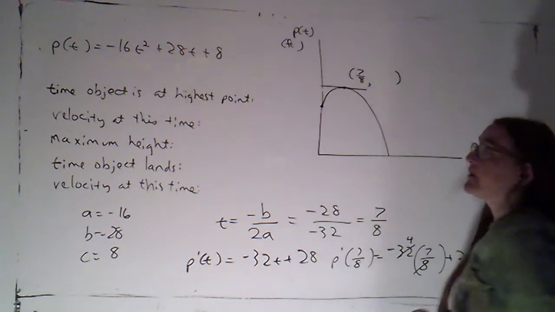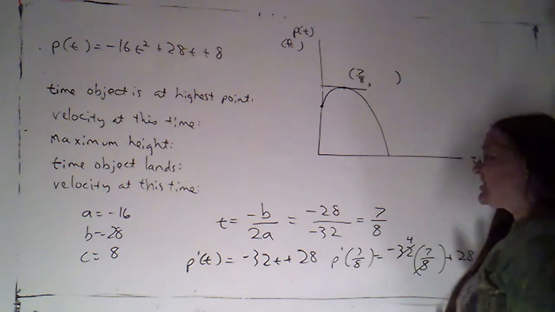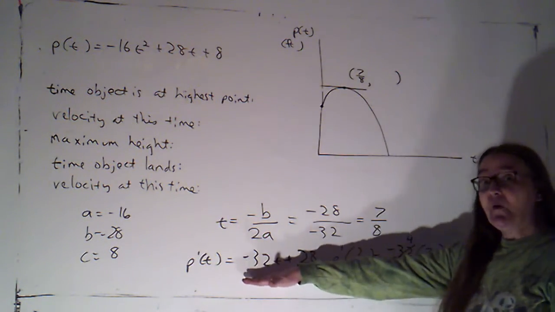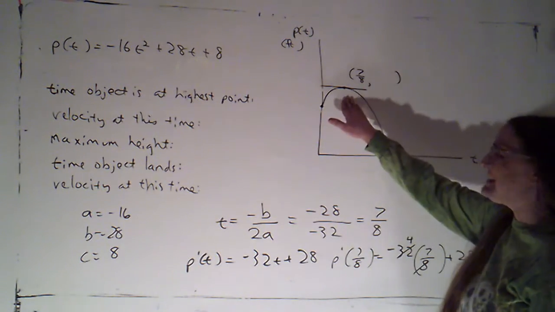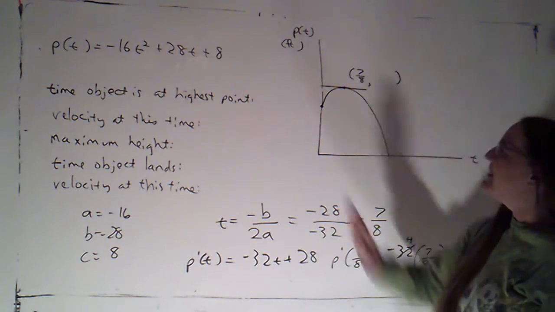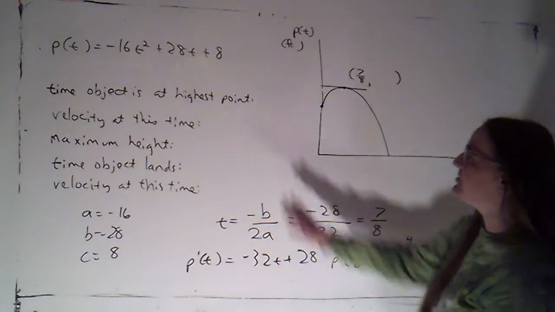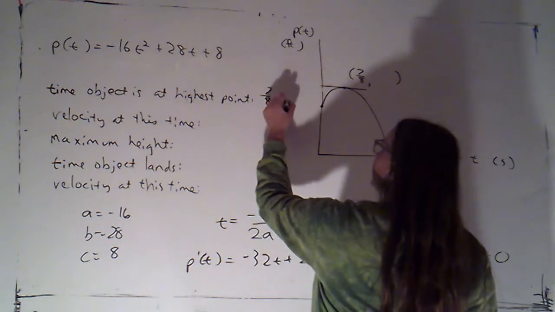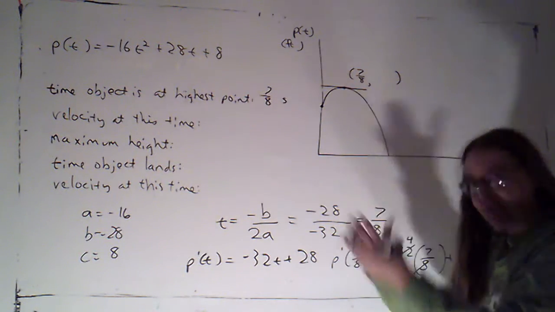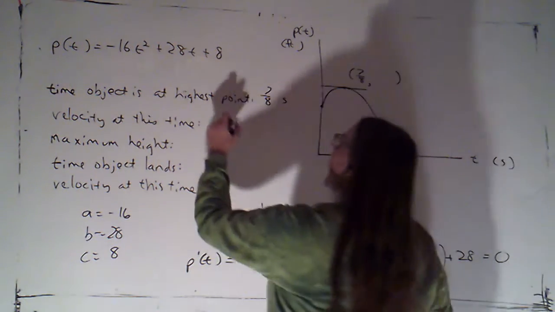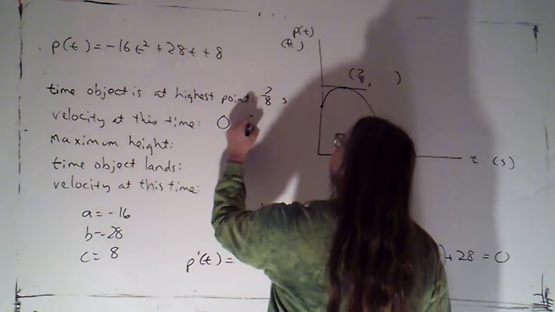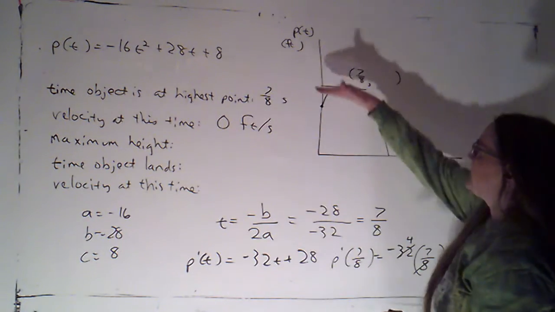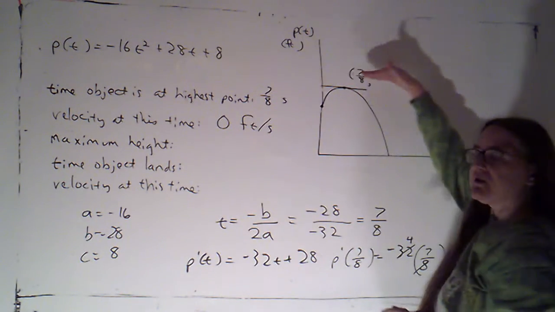So we've got a horizontal tangent. Now I actually didn't really need to do this work here. I can see from the picture that we're going to have a horizontal tangent. So the object is at its high point at time 7/8, so that would be 7/8 of a second after we threw it into the air. The velocity at that time is 0 feet per second. That's because we've got a horizontal tangent.